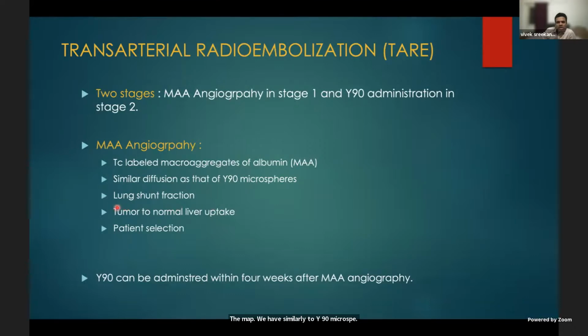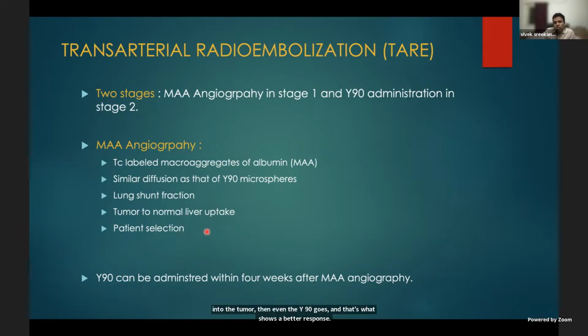Once the LSF is calculated and it comes to less than 20%, we can go ahead and do the Y90, or else it causes radiation-induced lung damage. And even the tumor to normal liver uptake can be seen. So if the MA goes selectively and nicely into the tumor, then the Y90 goes too, and that's what shows a better response.